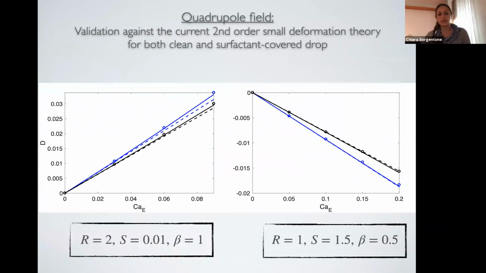Okay, and then we also validated the drop in a linear field and in a quadrupole field against the second order extension. In these plots, which are for different parameters, blue is for the surfactant-covered drop, black is for the clean drop, the solid line is second order, and the dashed line is first order. You can see that the second order is able to capture the dynamics much better in some cases. In other cases there is not such a big difference. Anyway, this was the validation for the single drop.